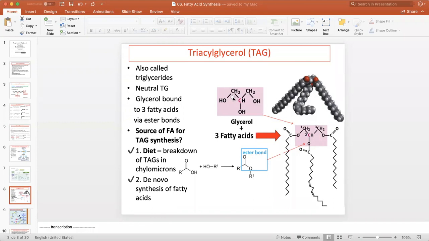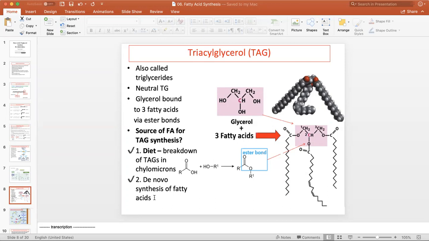Where do we get the fatty acids for triacylglycerol synthesis? We have either the diet, coming from what we eat, or the breakdown of triacylglycerols in the chylomicrons, because chylomicron is the lipoprotein which transports the fat from the intestine to the tissues, and the de novo synthesis of fatty acids, we make fatty acids in the liver. So these are the two major mechanisms for how we get the triacylglycerols. All right, so it's good.